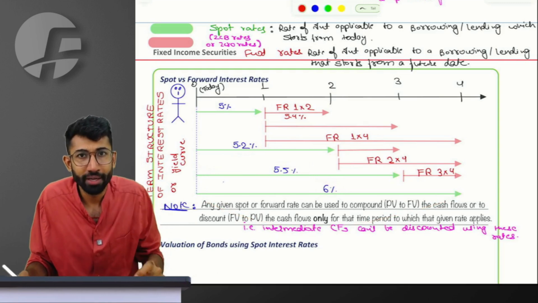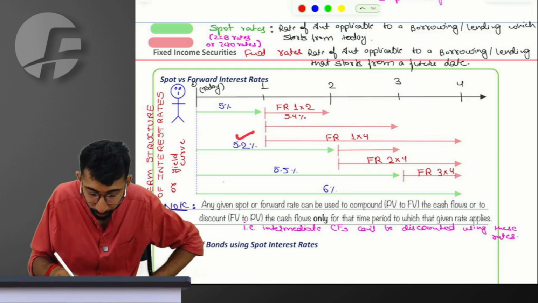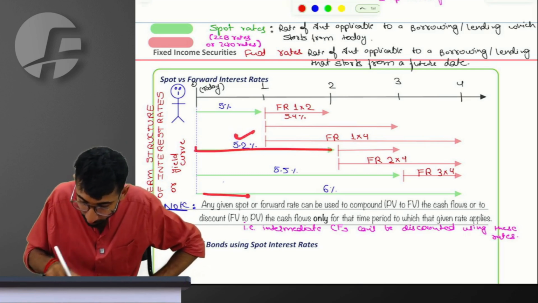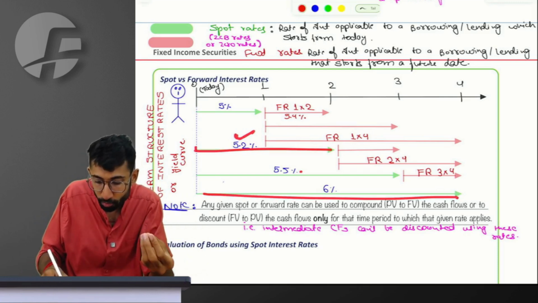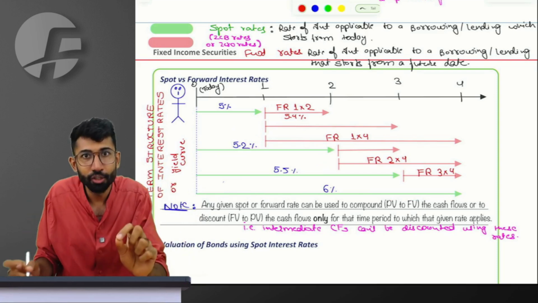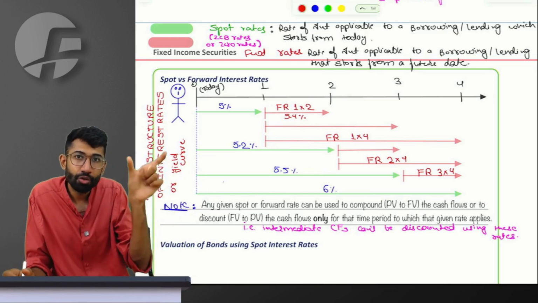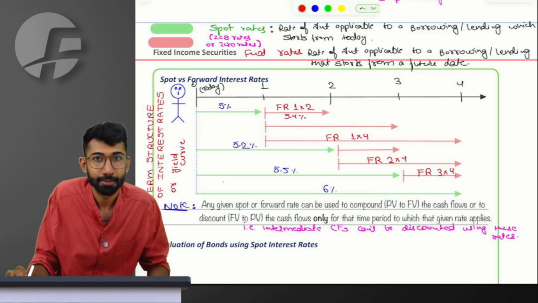Which means if you go to the bank and want to borrow for 3 years, can you borrow at the rate of 5.2%? No. Can you borrow at the rate of 6%? The bank is fine, but you won't agree to it because you have an option to borrow at 5.5. So the next thing to realize is that for a particular time period, a particular rate applies.